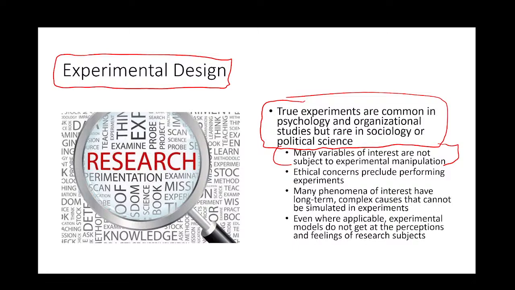Okay, so ethical concerns preclude performing experiments. And yeah, there's lots of examples of experiments that were conducted really, really unethically, right? And so it can be really difficult, especially on a wide scale with large groups, to get ethics approval to perform big scale experiments. So ethical considerations are a concern.